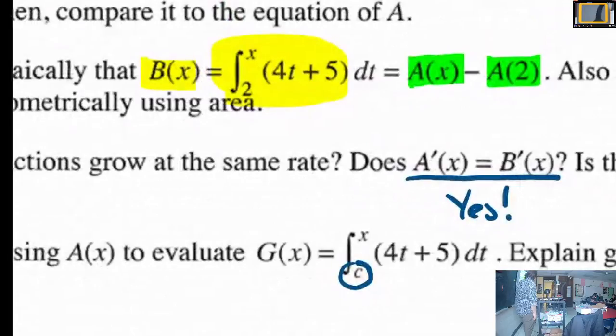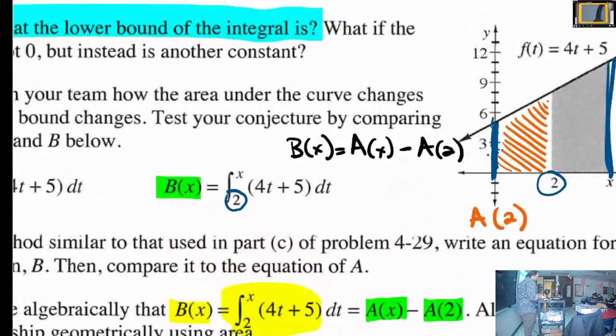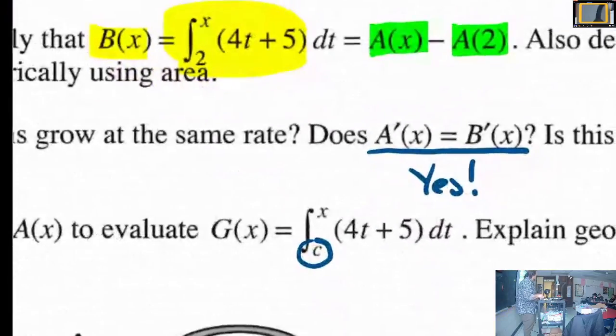We did this whole thing where we geometrically and algebraically proved that b of x, which was the integral from 2 to x, was equal to a of x minus a of 2. That's actually a really big idea, and we casually wrote it off. Without showing you the original problem, just looking at the formula, you should notice that x is plugged in right there, and 2 is plugged in right there. And a of x is just the antiderivative of 4t plus 5.